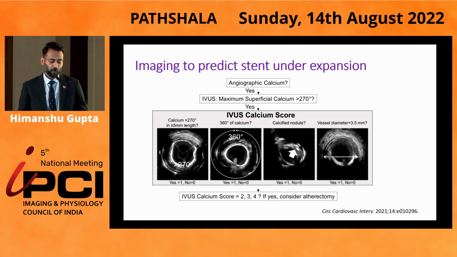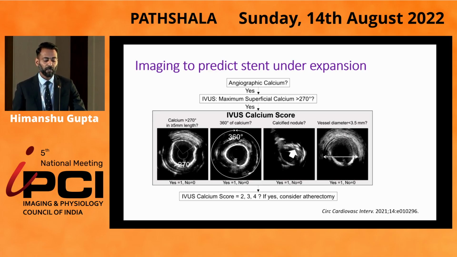So why do we do IVUS? If we cannot measure thickness, should we use IVUS for doing these complex PCIs? I think the answer is yes, because you don't need thickness to predict stent expansion, as has been shown by the colleagues in Colombia. First of all, the most important part of this algorithm is that there should be moderate to severe angiographic calcium. Unless there is moderate to severe angiographic calcium, then you go on to IVUS.